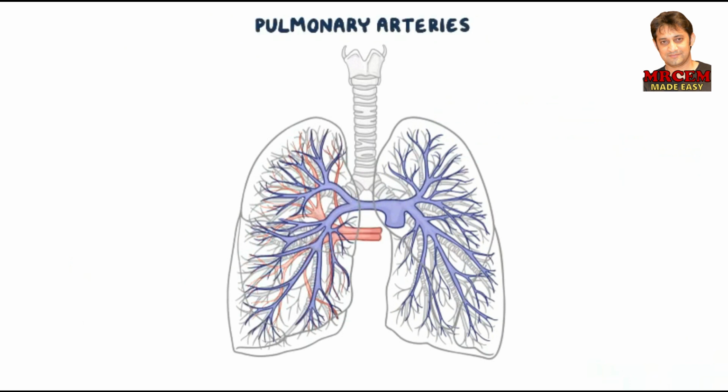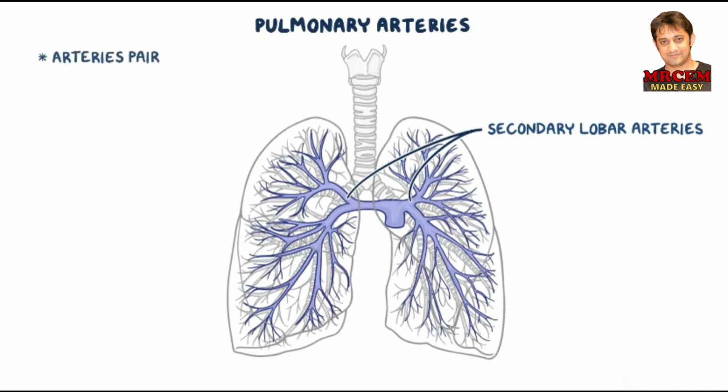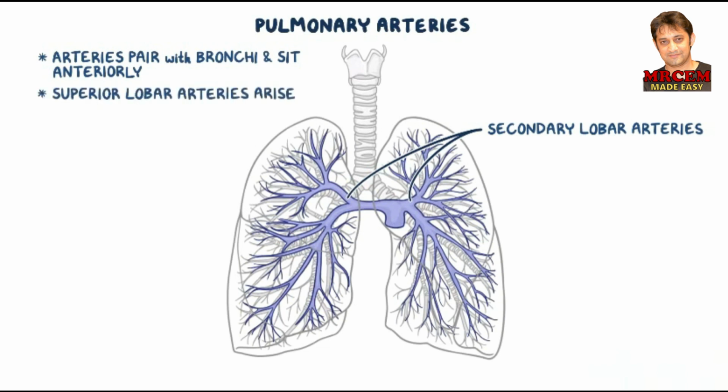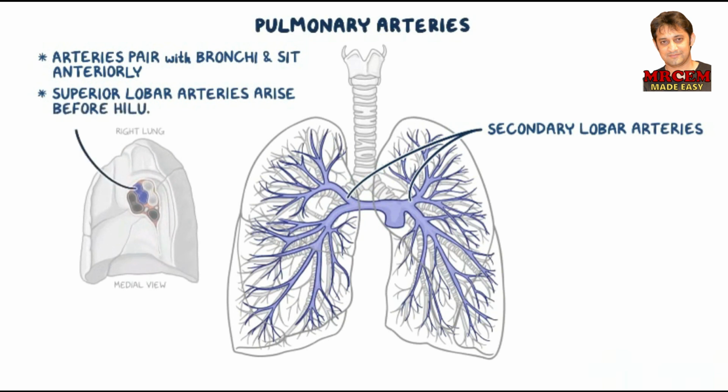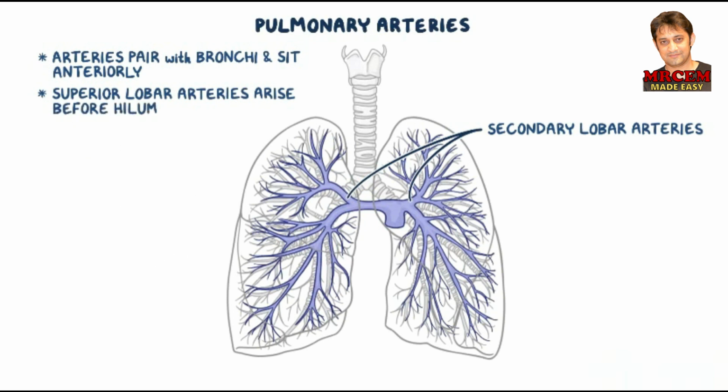Each pulmonary artery becomes part of the root and then divides into secondary lobar arteries. At this point, let's keep in mind that the arteries pair together with the bronchi and usually sit anterior to them. The right and left superior lobar arteries to the superior lobes arise first, even before entering the hilum. Continuing into the lung, the artery descends posteriorly and laterally to the main bronchus.